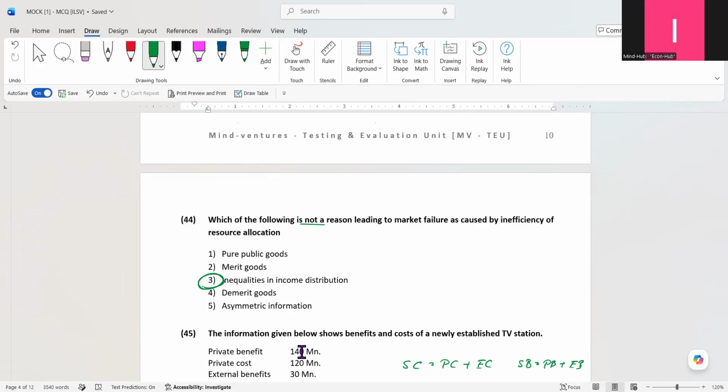Then number 3, inequalities in income distribution, is not a reason for that. It is a reason for market system failure, but not a reason for market failure caused by inefficiencies in resource allocation. Answer number 3.